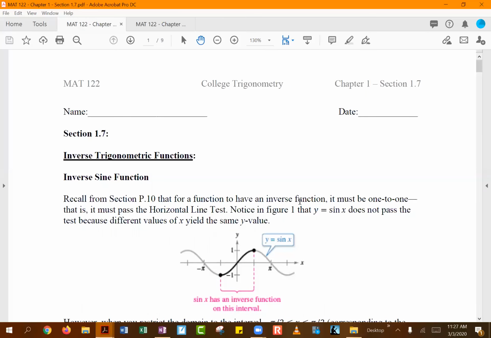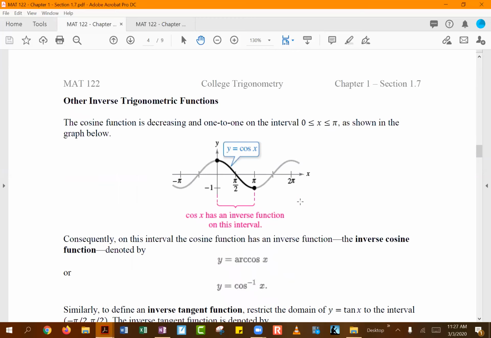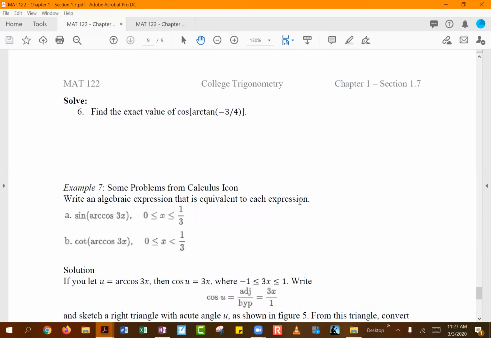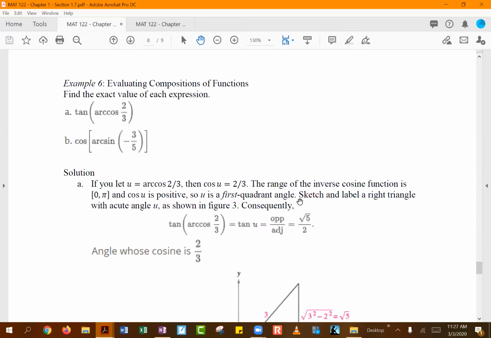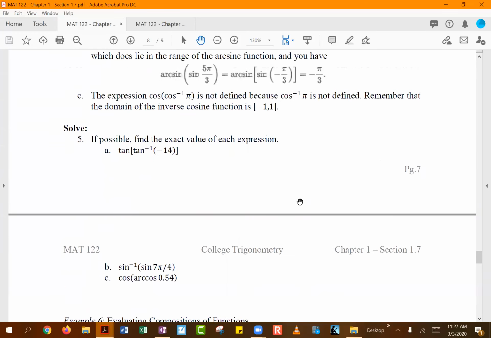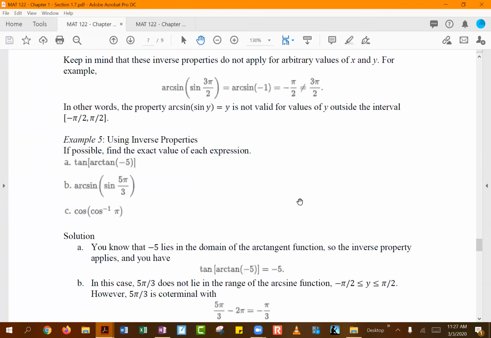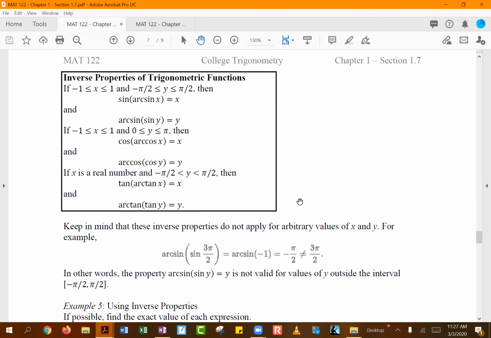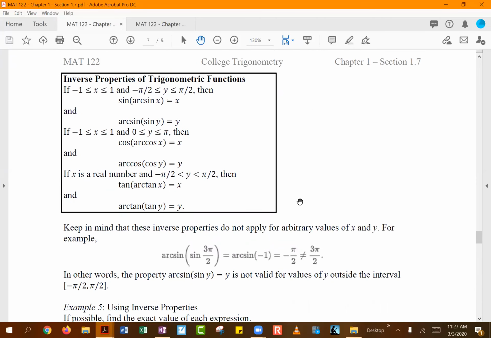Coming back to 1.7, we had actually stopped at page 8 of our handout, which was example 6, is where we need to get started. So remember, the last thing we had talked about were these inverse properties for our trigonometric functions.